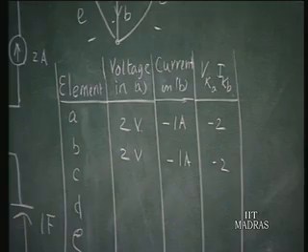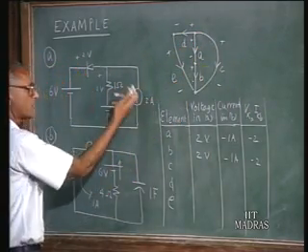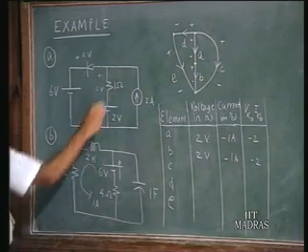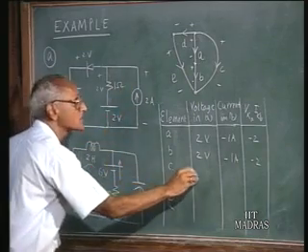Take element C, that is this one. The current reference direction is like this. The actual current is opposite, but anyway we are not worried about that. But what we are interested in is the voltage across these 2 points, that is equal to 2 plus 2, 4. That's 4 volts.